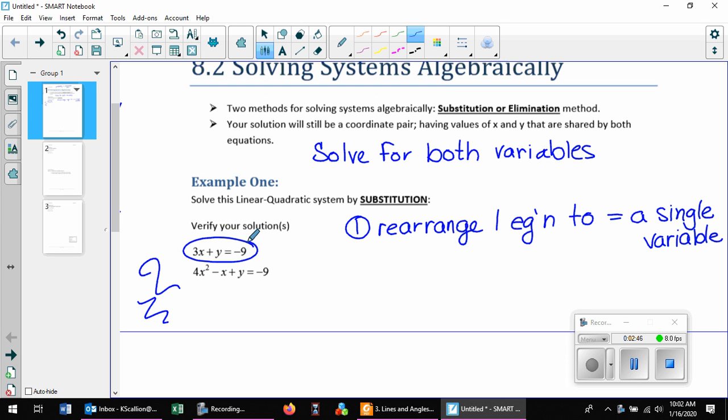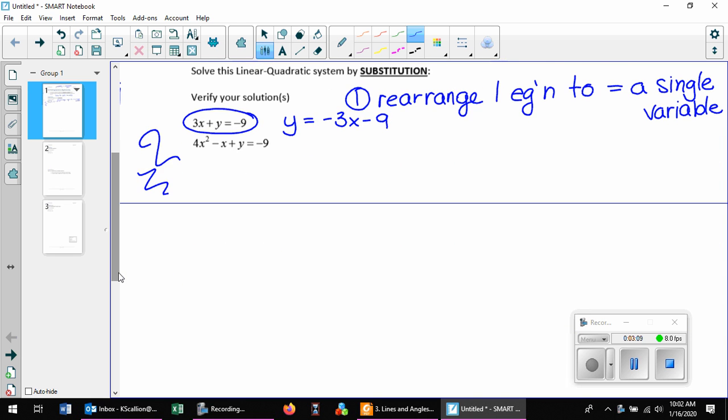It's already single. It's done. I don't have to do a lot of math to it. The less math you do, the less switching around and dividing out, the better. So this is going to be y equals negative 3x minus 9. You guys would agree with me if I switch that around and change the order? Easy peasy, right? Okay, so we've rearranged equation 1.